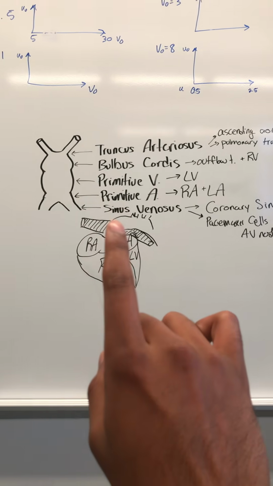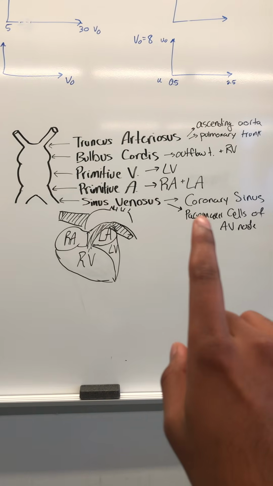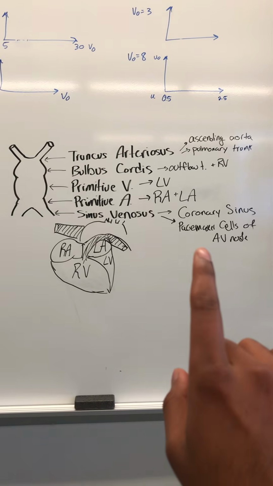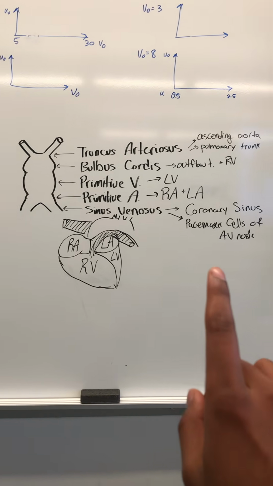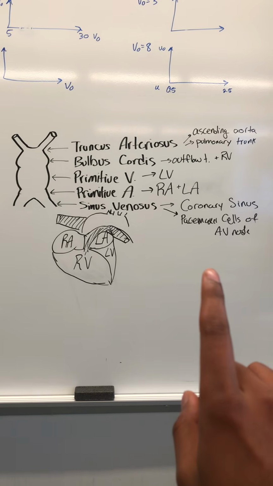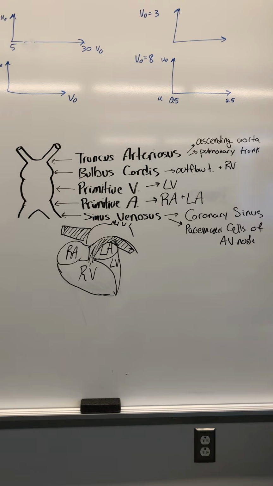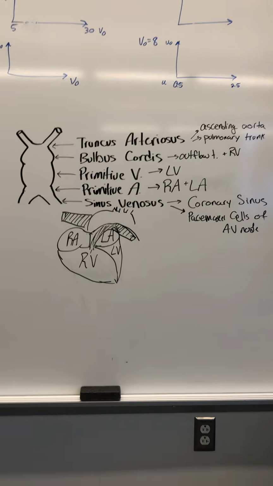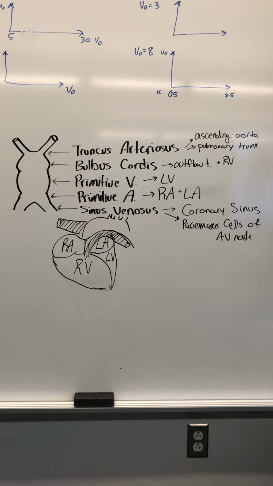But finally, we have our sinus venosus, which ends up being our coronary sinus, which is our largest coronary vein in the heart, as well as the pacemaker cells of the AV node responsible for keeping our heart pumping as sort of a backup to our SA node in case something goes wrong, as well as the main source of that pause in our cardiac cycle that allows our ventricles to actually fill with blood.